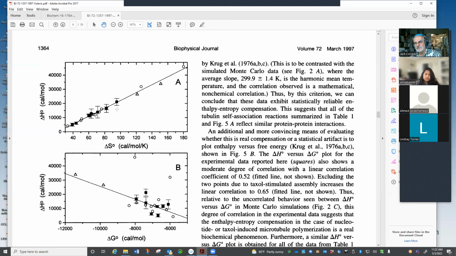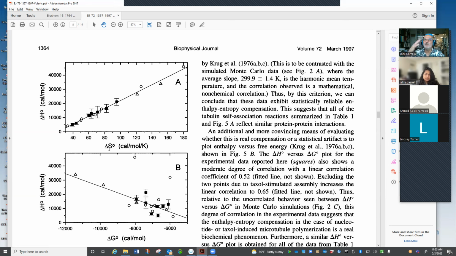How different they have to be ends up being part of the argument, and you have to make part of the argument. But basically, that's what this data is showing, that the reason that the enthalpy and the entropy are correlated is not mathematical, but it actually is due to a mechanism that is consistent with positive enthalpy, positive entropy. Okay. The hydrophobic effect, the burying of hydrophobic surface.